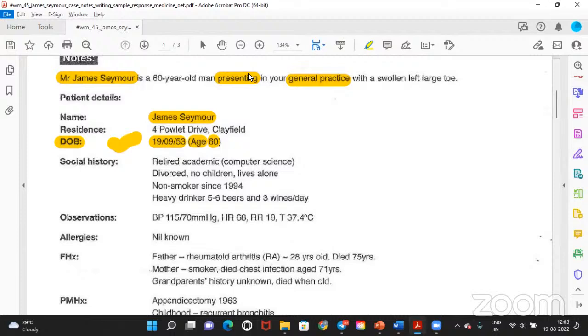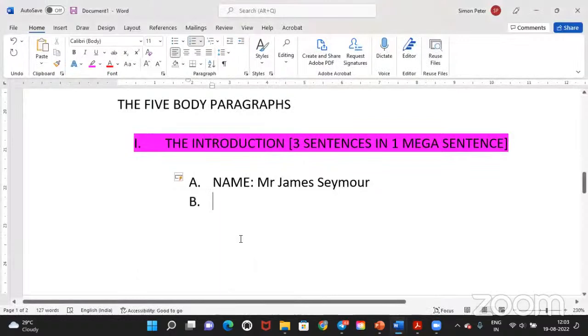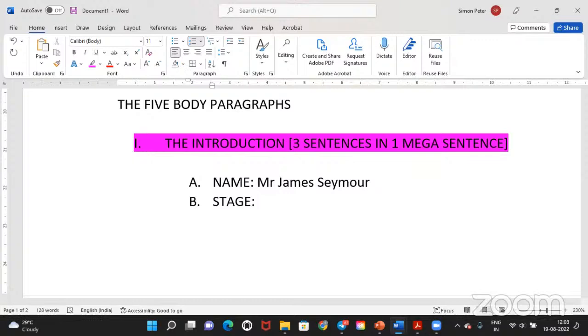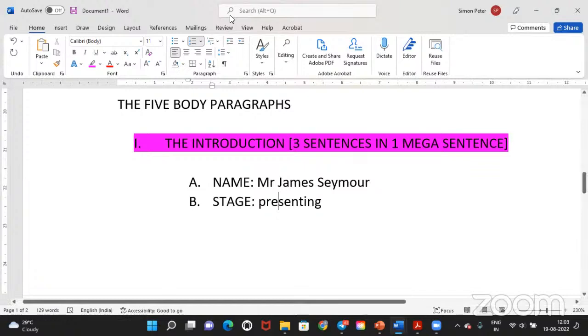Mr. Seymour is a 60-year-old man who is presenting with a swollen left large toe. So what type of stage is this, is it admission? There are seven different things I told you. So this is presenting. What stage? Presenting stage. So the stage is presenting or visiting, presenting, attending, admission.